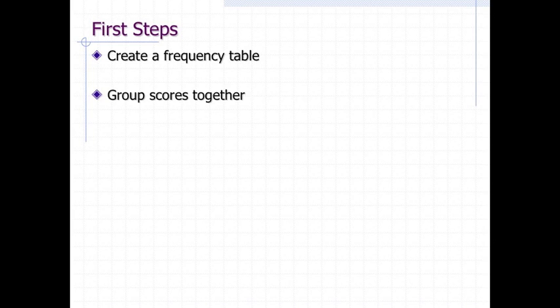The first step is to create a frequency table. Unfortunately, a simple frequency table would be too big, containing over 100 rows. To simplify our task, we group scores together as shown in the next table.